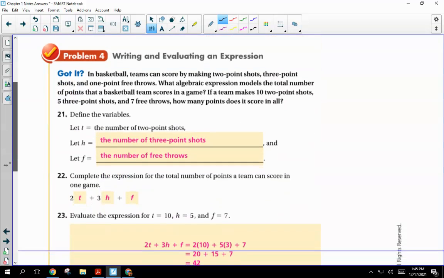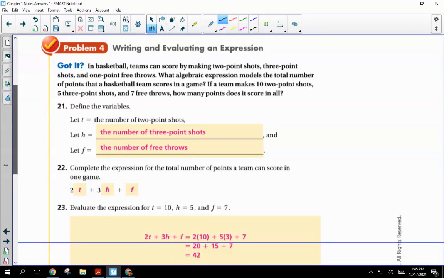Problem 4, writing and evaluating expressions. In basketball, teams can score by making 2-point shots, 3-point shots, and 1-point free throws. Write an algebraic expression that models the total number of points that a basketball team scores in a game. If a team makes 10 2-point shots, right?